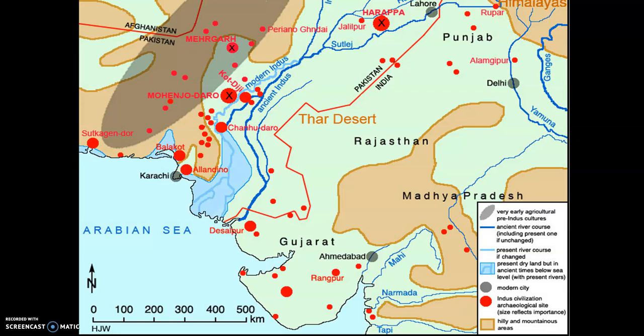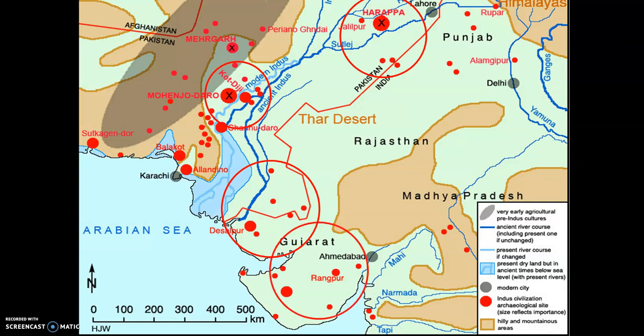And what we see here, which is really very interesting, is we can see how these smaller towns and communities of the Indus civilization in red are surrounding the larger, or more significant, cities, such as those surrounding Harappa up here, Mohenjo-Daro down here, Desalpur down here, and Rangpur down here. So you can see we have these smaller communities surrounding the larger communities.